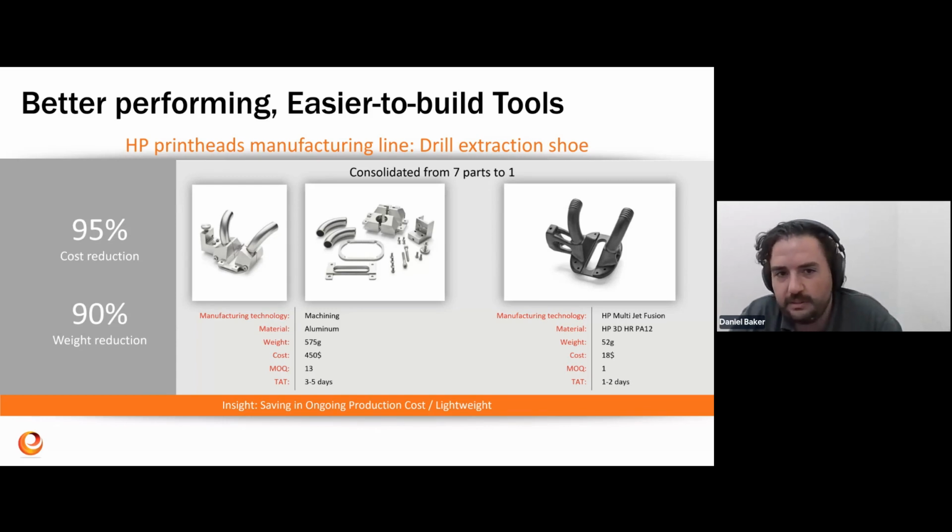What they looked at was this highly complex, over-engineered aluminum tool on the left. It was a rough cost of about $450 per unit. The 7 parts had to be assembled, they had a minimum order quantity, and it took multiple days to get one machined and then assembled.